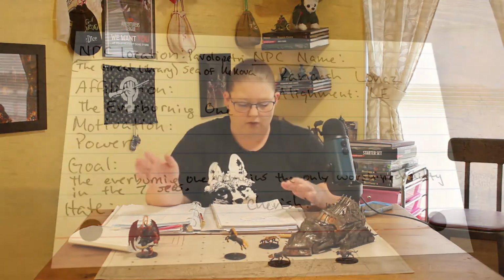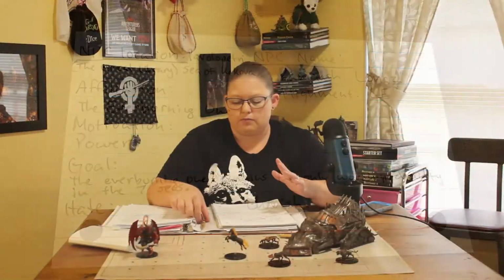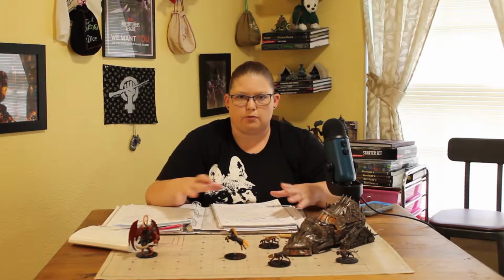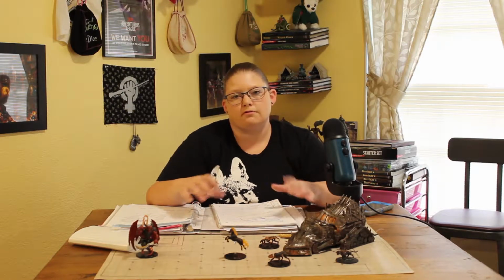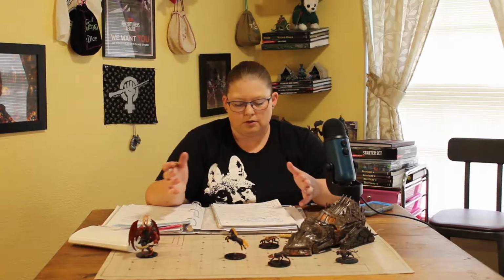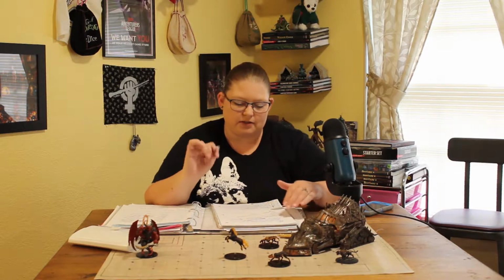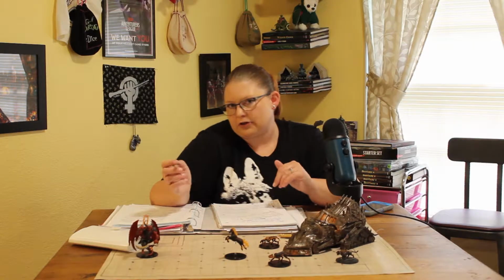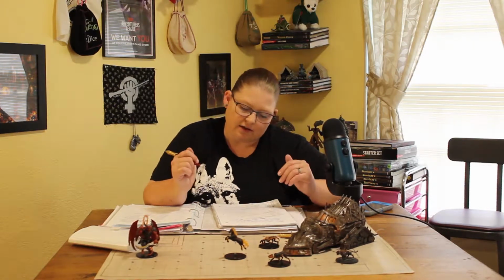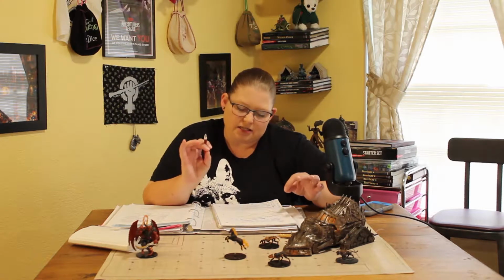So for his goal, I put that the ever-burning one remains the only worshipped deity in the 7 seas, meaning that he believes the ever-burning one is the rightful god of the 7 seas, singular. So, there's that. He's already shaping up to be one weird, shifty, evil motherfucker, and that's kind of the point, because I want him to be a little bit more subtle and sneaky.